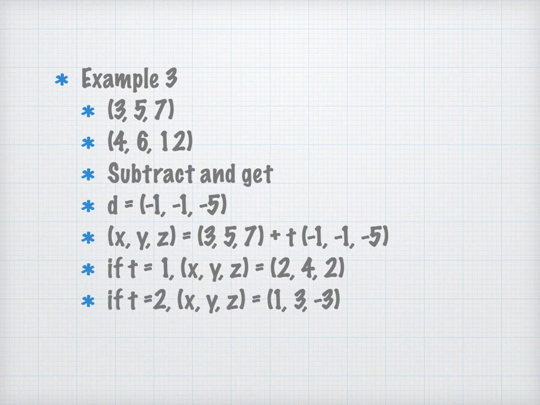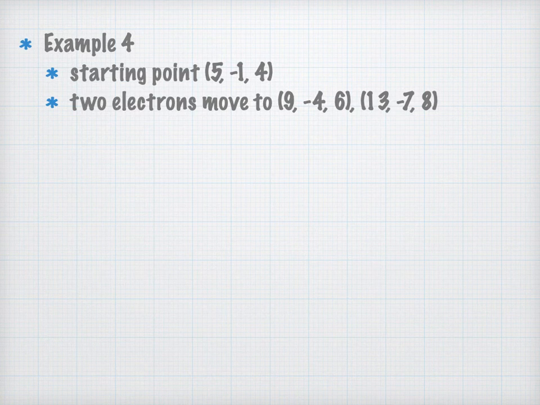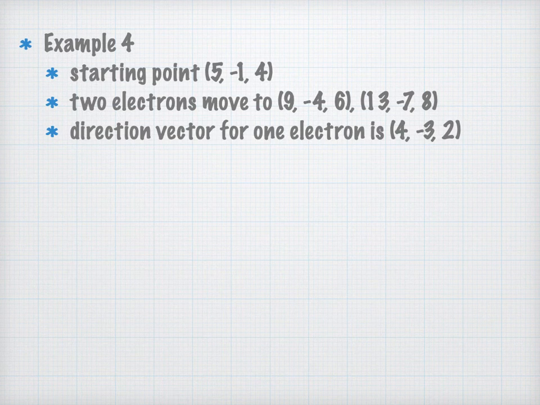Okay? All right. Example 4, we've got a starting point, and we've got 2 electrons moving to 2 different points. And the question is, is this a collinear path? Are they all moving on the same line? So the first thing we need to do is to find the direction vector. So we took the first electron, 9, negative 4, 6, and we get a direction vector, which would be 4, negative 3, 6. No, 2, excuse me.